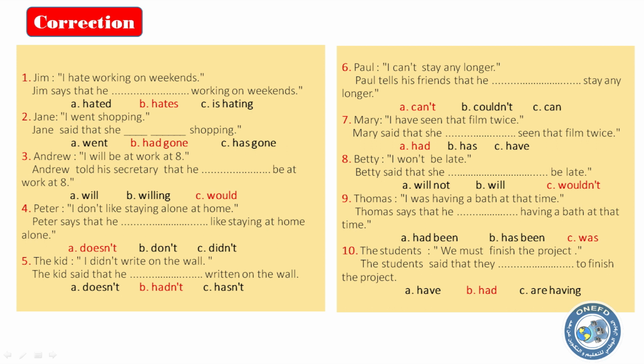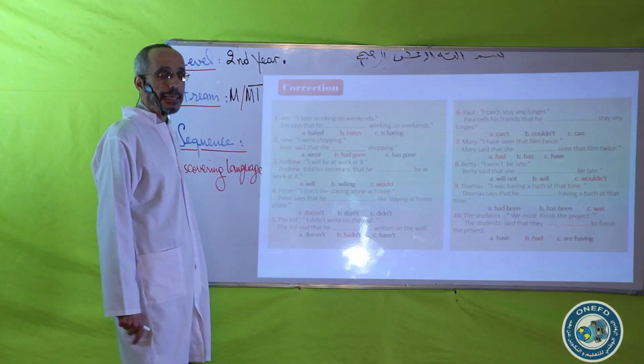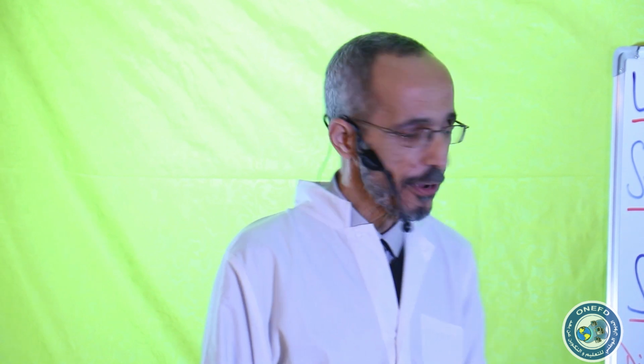Sentence number two. Jane. I went shopping. Jane said that she had gone shopping. Here, we change the tense of the verb because the reporting verb is said. So went, past simple, changes to had gone, past perfect.